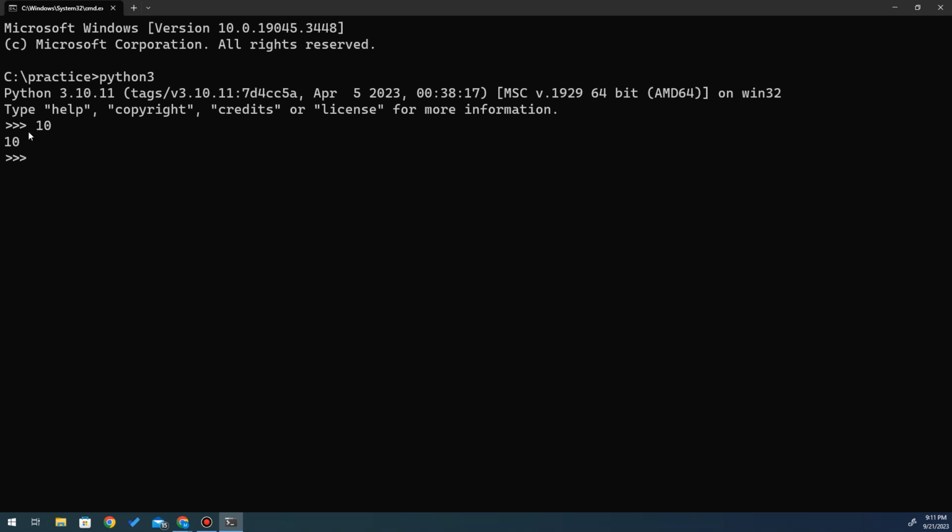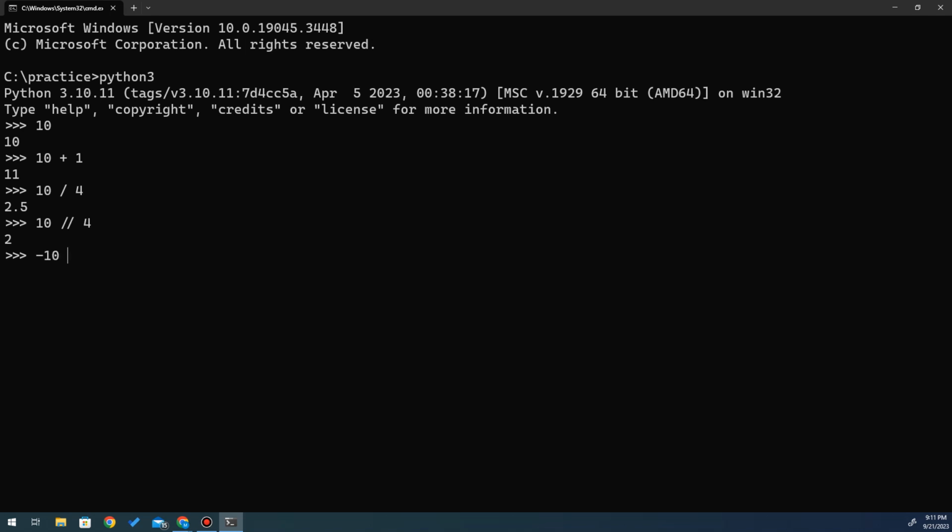We see that Python evaluates what we entered and it displays the result of our expression, right? So 10 plus 1 comes up as 11. 10 divided by 4, 2.5, right? 10 with a double slash, which is floor division in Python, gives us a 2.